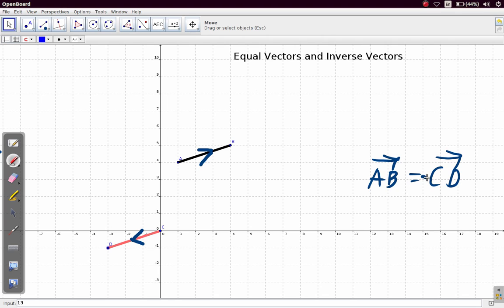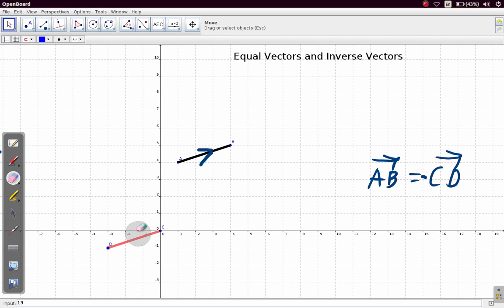What this would mean, since I put a negative in front of CD, if I make the negative act on it, it would turn the arrow in the opposite direction to make them equal now. Alright? But let's put back my arrow as it was before. So, you see, inverse vectors have the same magnitude but opposite direction. Alright? Opposite direction.